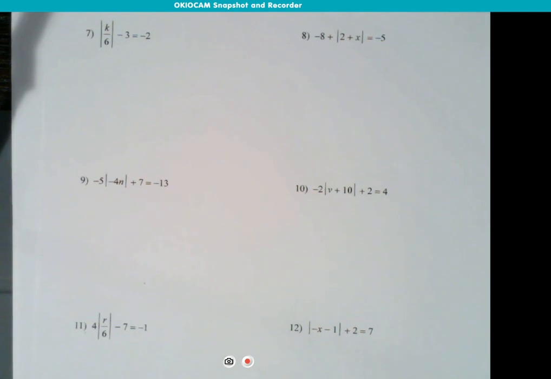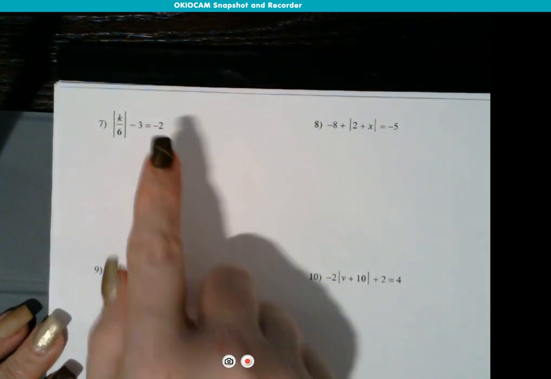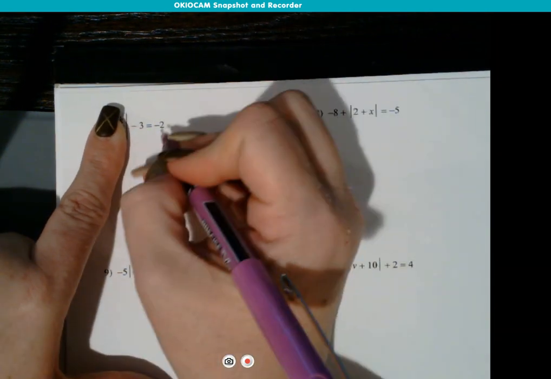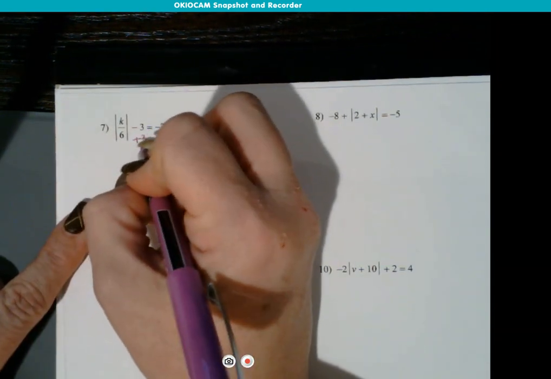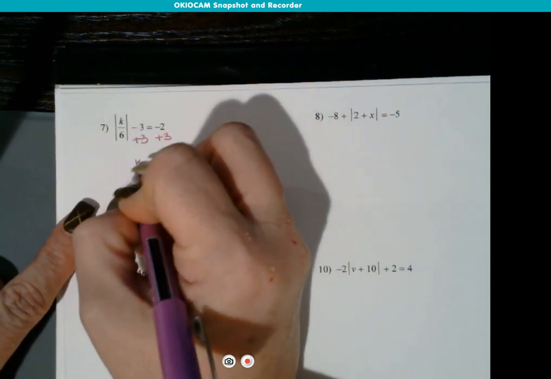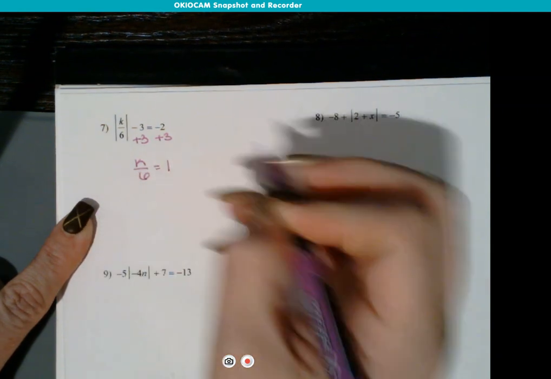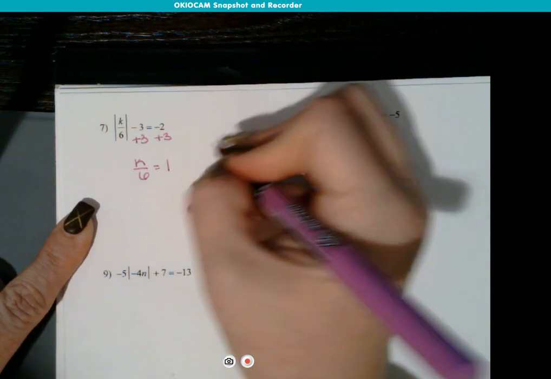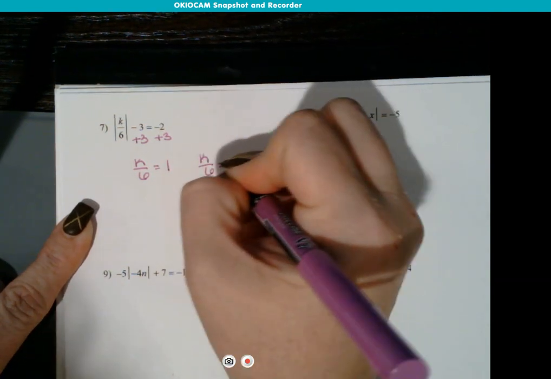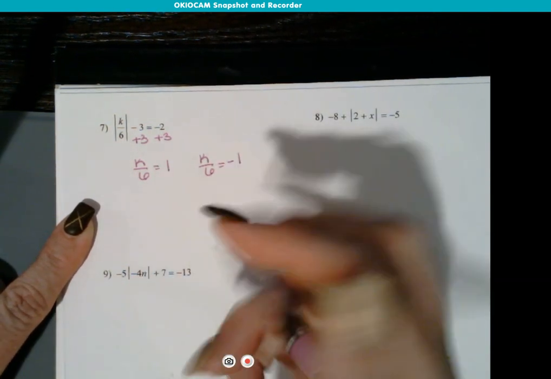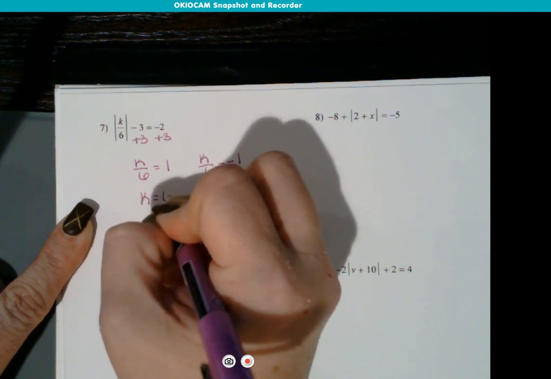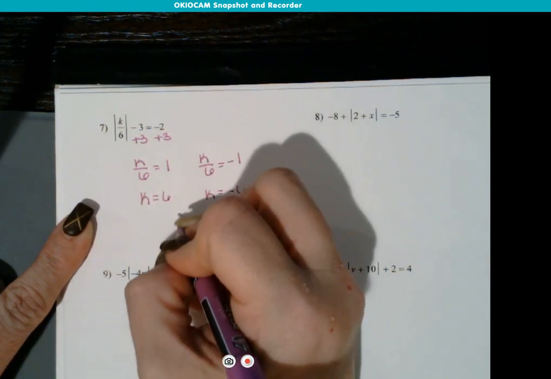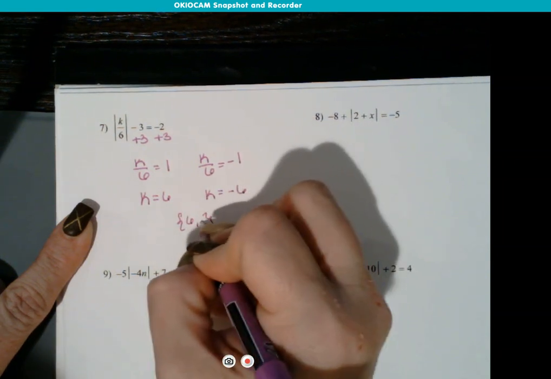Again, I can't make the decision about this negative because this is not isolated. So to isolate this, remember it's minus 3, so we will say plus 3. And so k over 6 will equal 1. Is this isolated? Yes. Is this negative? No. So I could say k over 6 equals negative 1. And then I cross multiply. So k equals 6 and k equals negative 6. Okay, so my answers are 6 and negative 6.